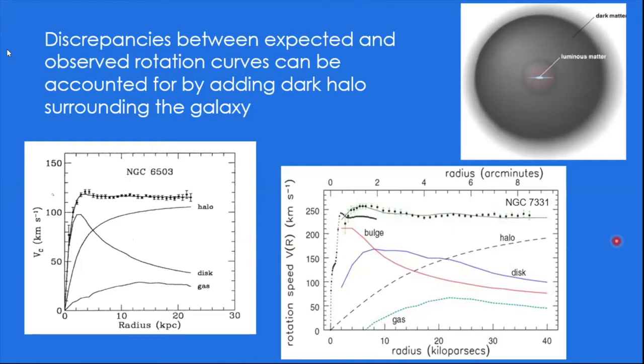But if we add a dark halo component here and here, the observed rotation curves are reproduced nicely. So the discrepancies between the expected and the observed rotation curves can be accounted for by adding a dark halo surrounding the galaxy. This figure here depicts how the luminous component of a galaxy is embedded in a huge halo of dark matter.